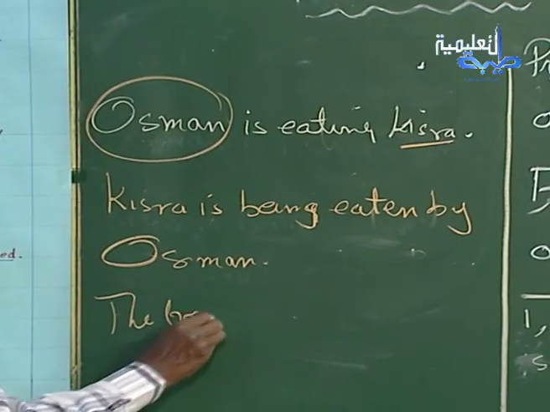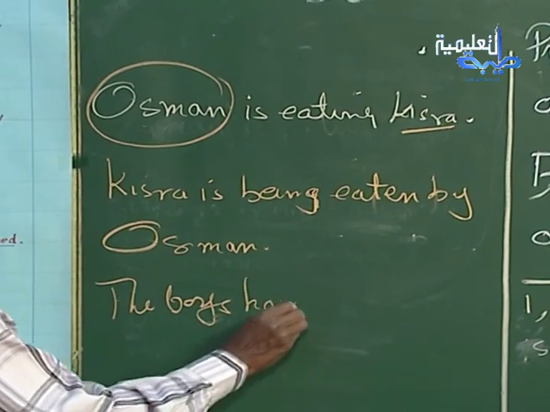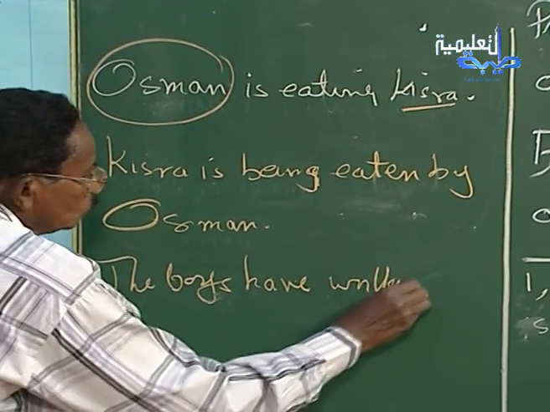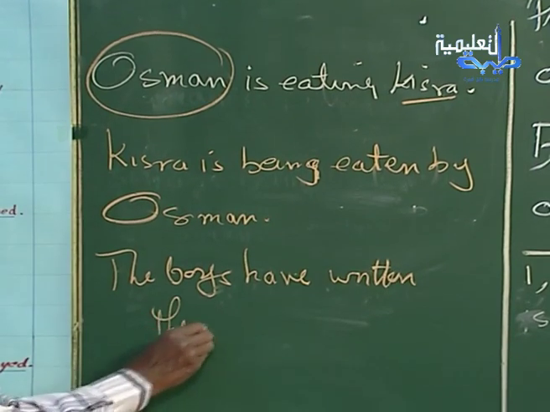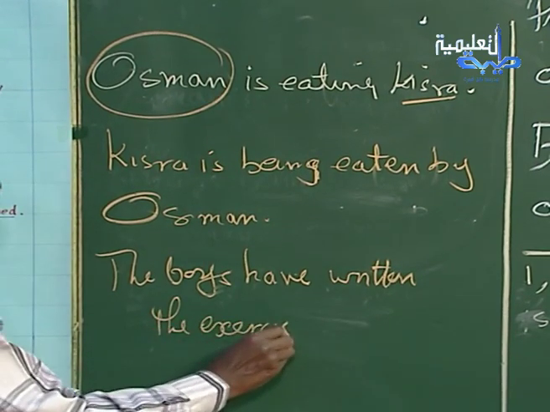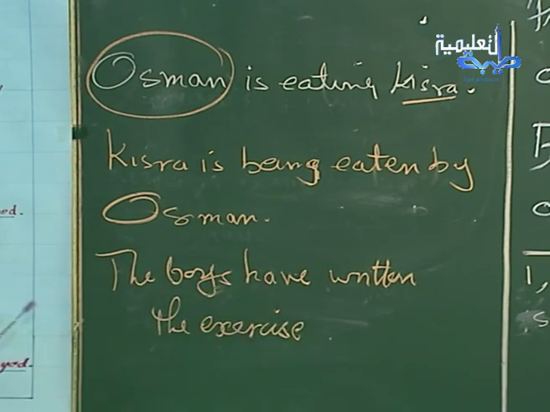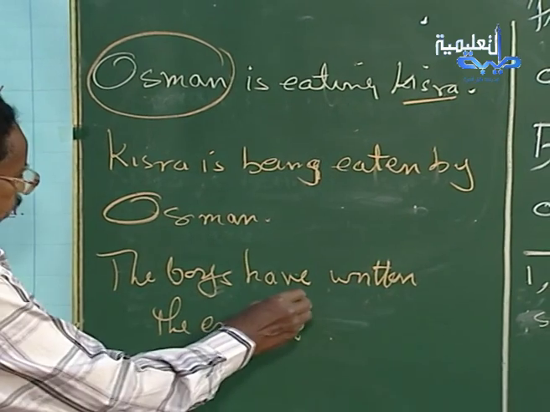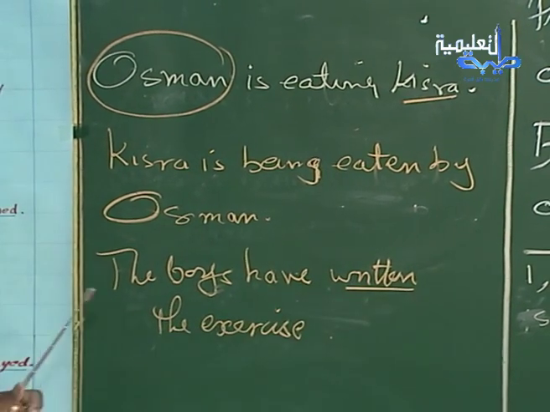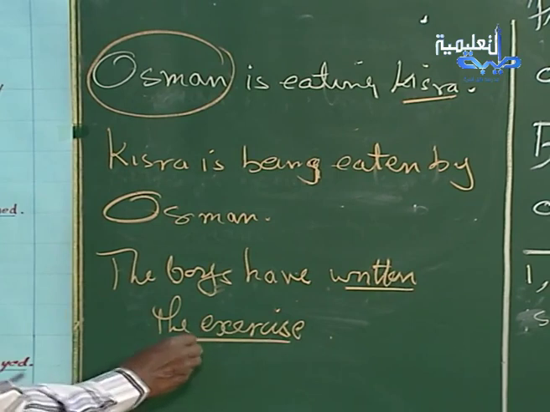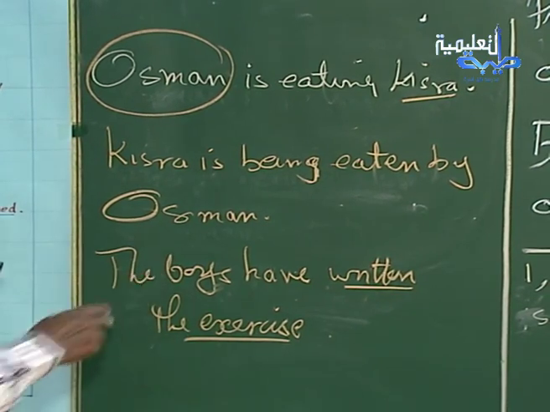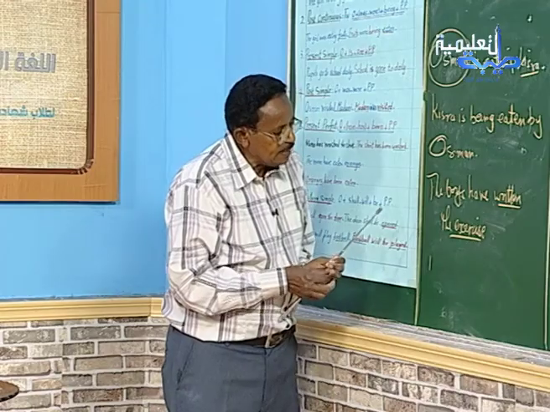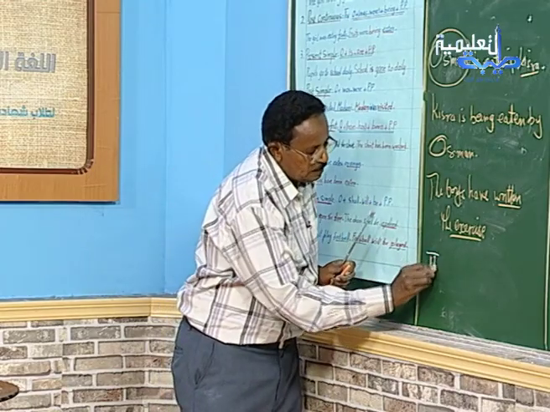For example, in present perfect, the boys have written the exercise. You see, the exercise is the object. The boys is the subject. So I'm going to take off the subject. I will start with the exercise.